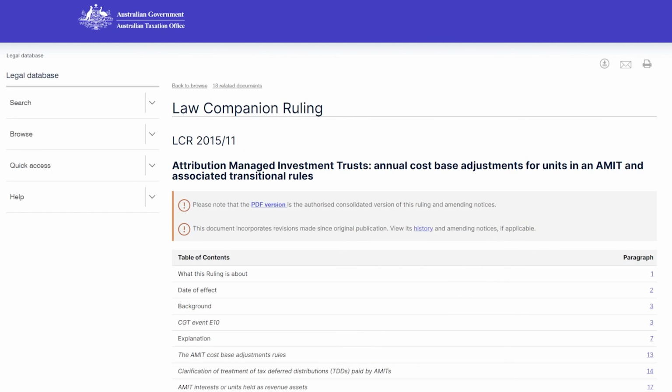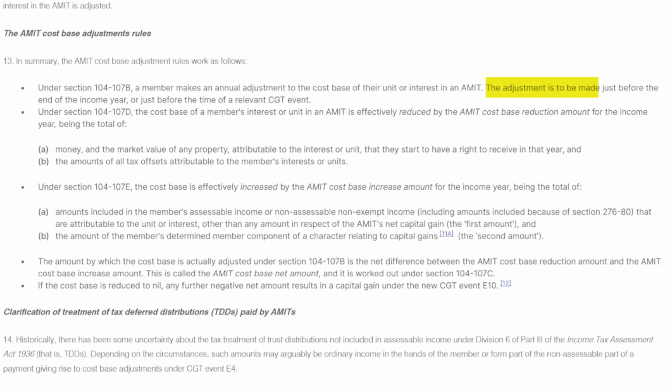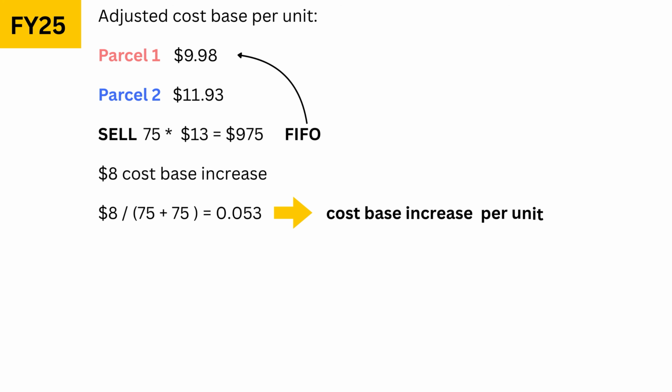The legislation makes it clear the adjustment is to be made just before the end of the income year or just before the time of a relevant CGT event. That means John must apply the cost base increase to both the 75 units he still has at the end of FY25 and the 75 units he sold during the year. So that's a cost base increase of about 5.3 cents per unit.